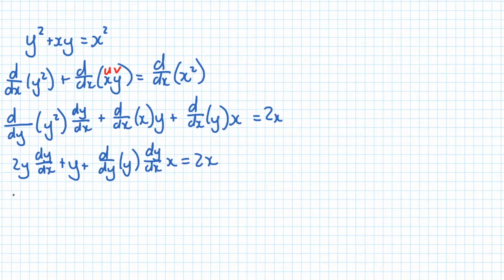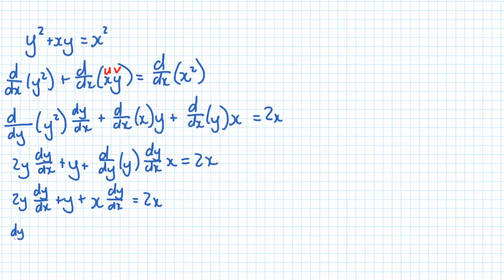So we have 2y dy by dx plus y plus, now the derivative of y with respect to y is 1, so this just becomes x times dy by dx, and that's all going to equal 2x. Now you can see here we have two dy by dx terms. So have a think for yourself for a second. How can we get those two dy by dx's into 1? Well, we're going to factorize them out.